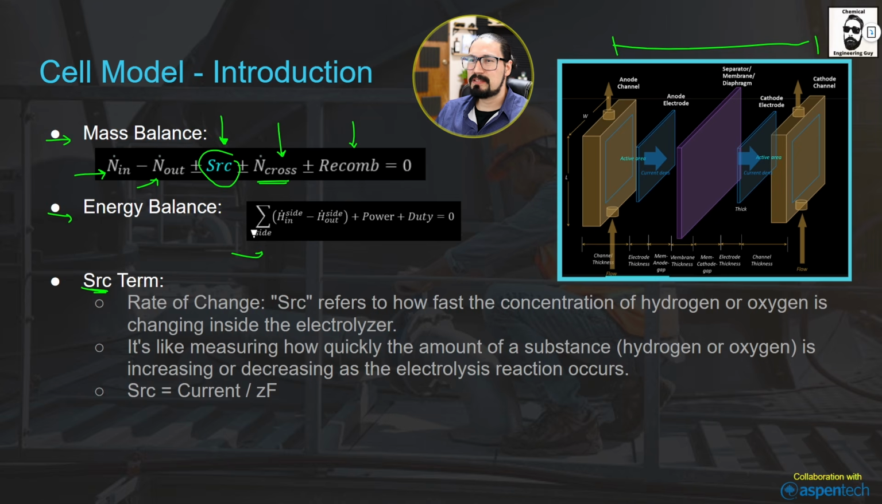Now the energy balance is pretty straightforward. It's the difference in enthalpies from the left and right hand side, or in and out. Then we got the duty to the unit. More importantly, power, which we already know depends directly on the current and the voltage.